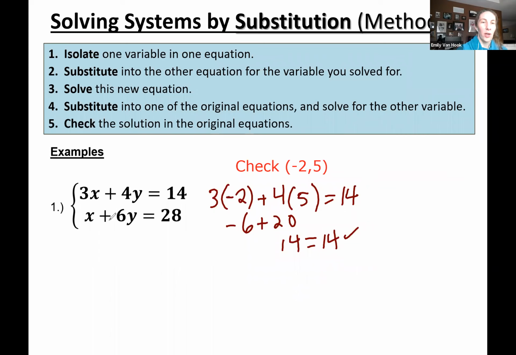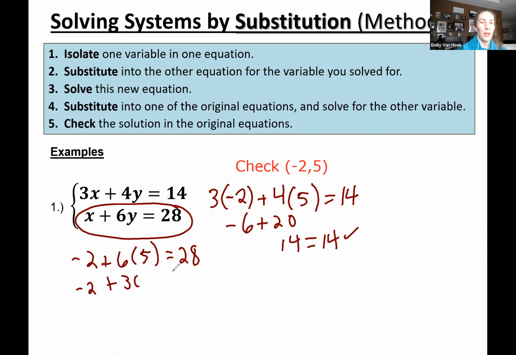So here's our second equation. x plus 6y equals 28. So that's negative 2 plus 6 times 5 equals 28. Negative 2 plus 30 equals 28. And yes, 28 equals 28. So it checks out. So that's number 1. And now let's try number 2, another example of substitution.